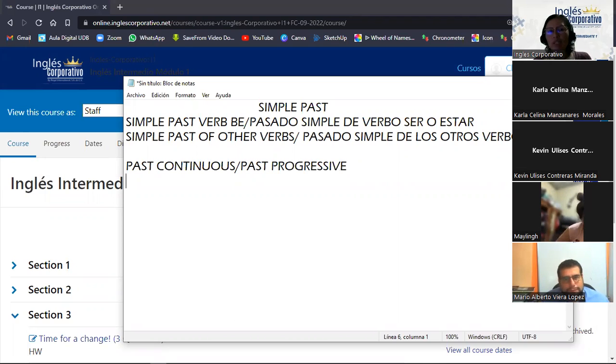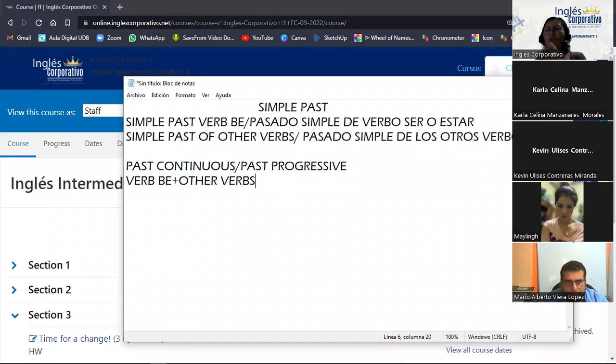Now, when we talk about past continuous or past progressive, it's kind of similar to the structure that we have in Spanish, right? Like when you say, es que estaba viendo televisión cuando de repente escuché un ruido. I was watching TV when suddenly I heard a noise, right? So there is where we use past continuous. Now, past continuous is a combination of these two things, right? So we're going to talk about verb be, past, other verbs, right? So here is the only time, guys, when we combine verbs, but that's a totally different story. Just for you to know. So here with the past simple, which is the umbrella, right?